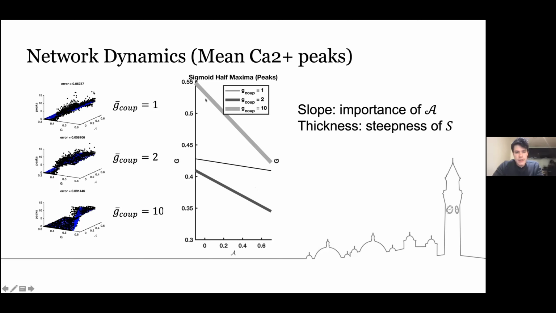I should also mention that the thickness of these lines relates to the steepness. And so one interesting thing to keep in mind is that for the middle coupling value that we chose, the steepness of the sigmoid is quite a bit lower than it is for G coupling equals 10. And I'm going to mention that again in a second.